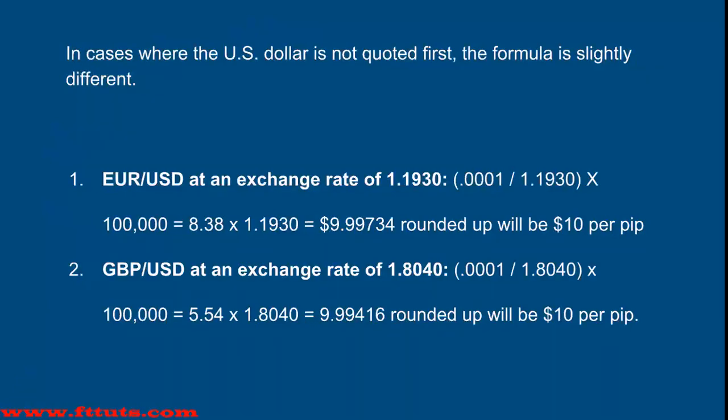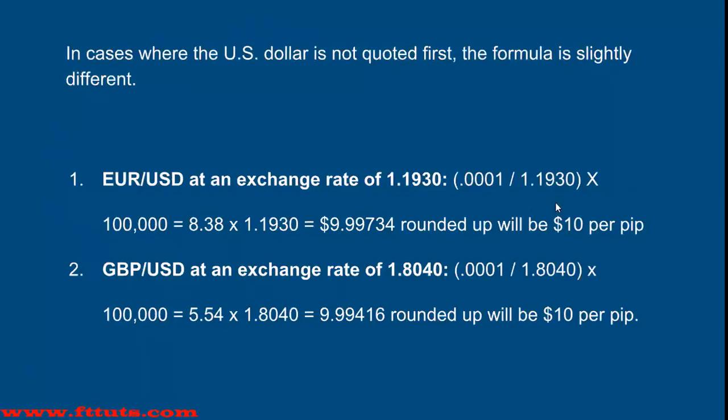Okay, so 119.30, right? That's the exchange rate for EUR/USD. So we're going to do 0.0001, because this represents 1 pip, remember that, the fourth decimal point. So that's why we're multiplying that by the current exchange rate, and we're going to multiply that by 100,000, because that's 1 standard lot. We're trying to calculate what 1 standard lot is for a 1 pip move. Does that make sense? So it's going to equal 8.38 times the exchange rate again, which is going to give us about $9.99, round that up to around $10 per pip on EUR/USD.